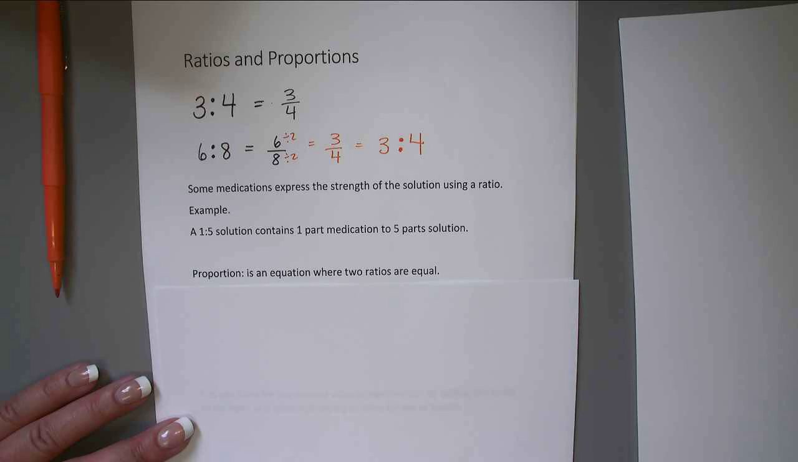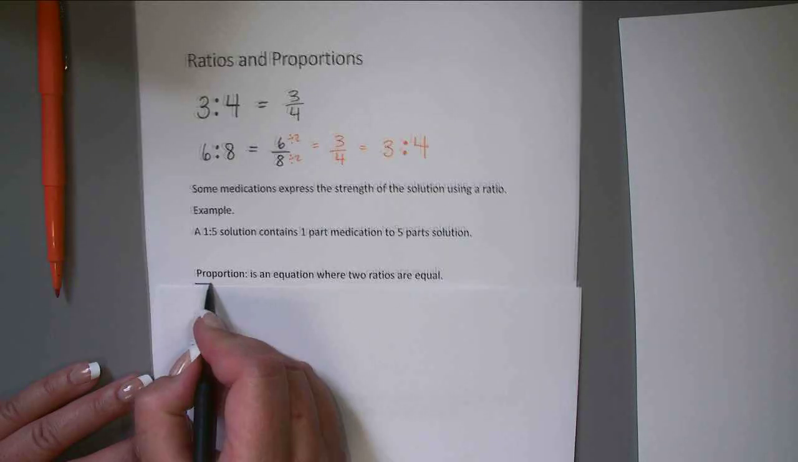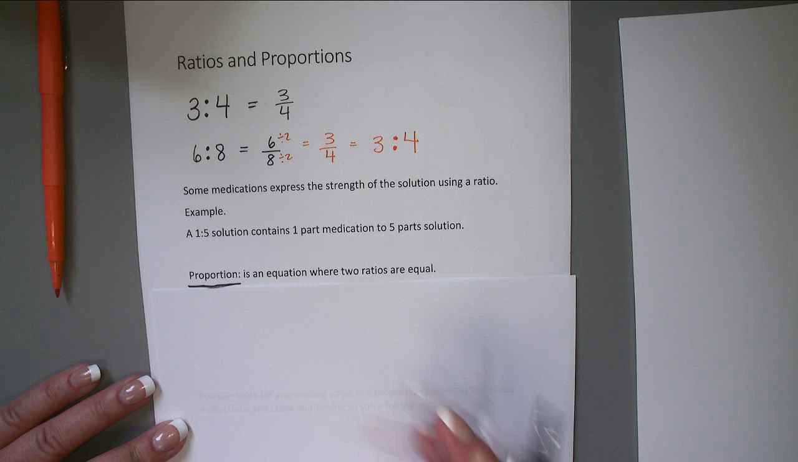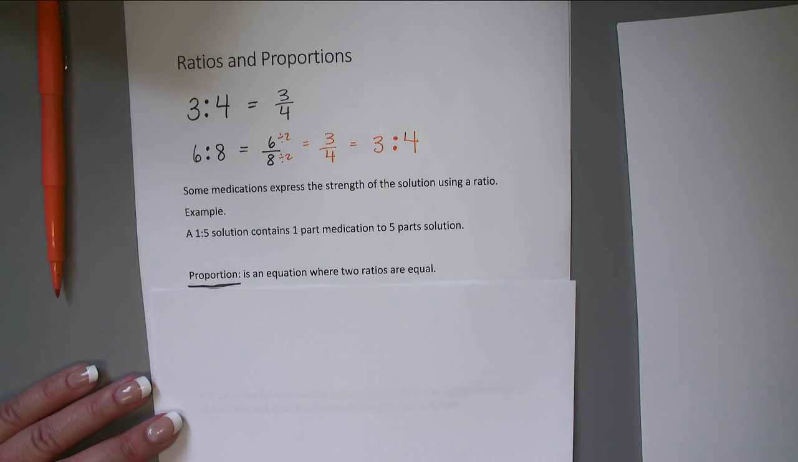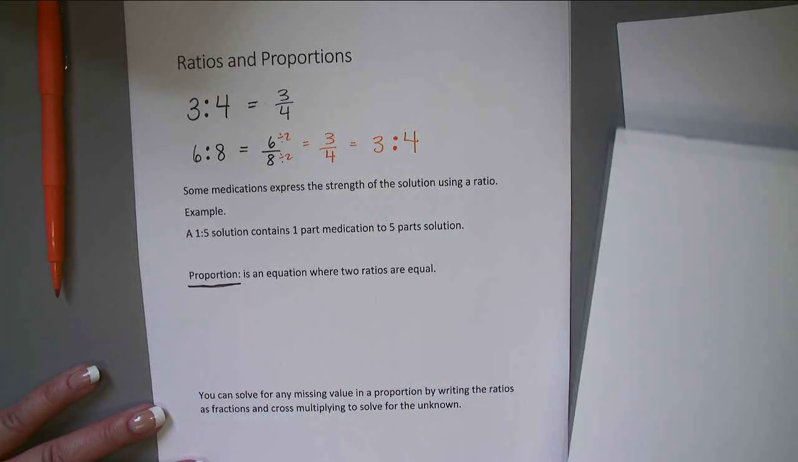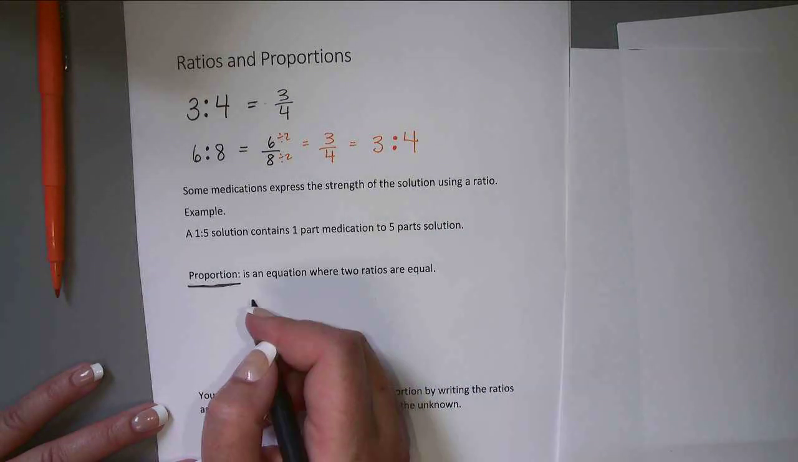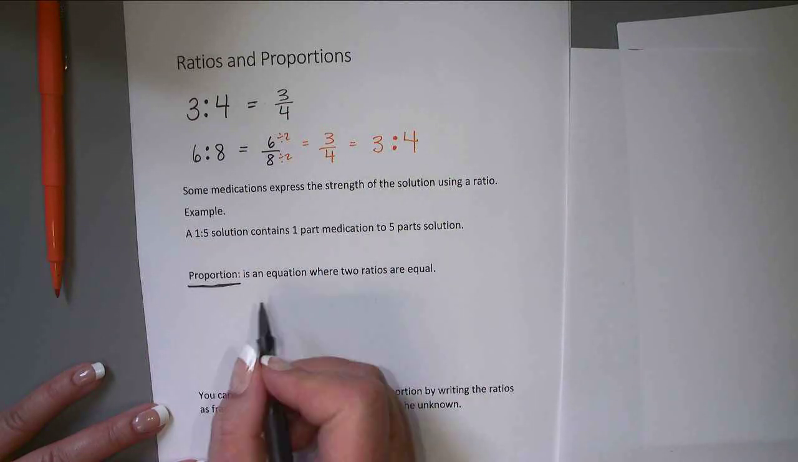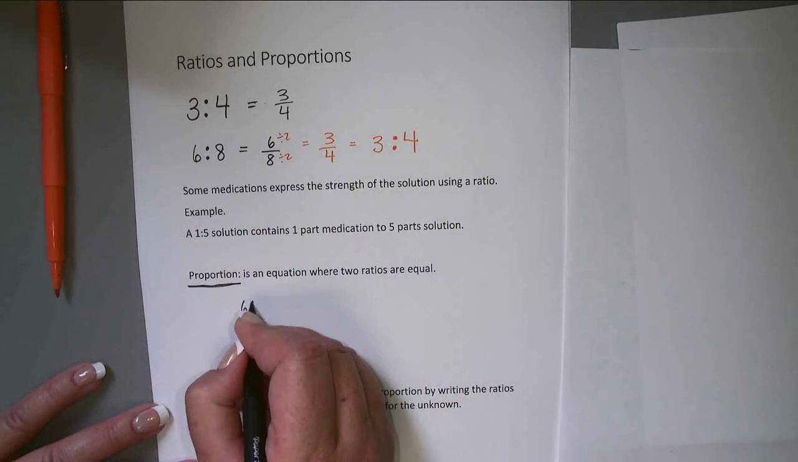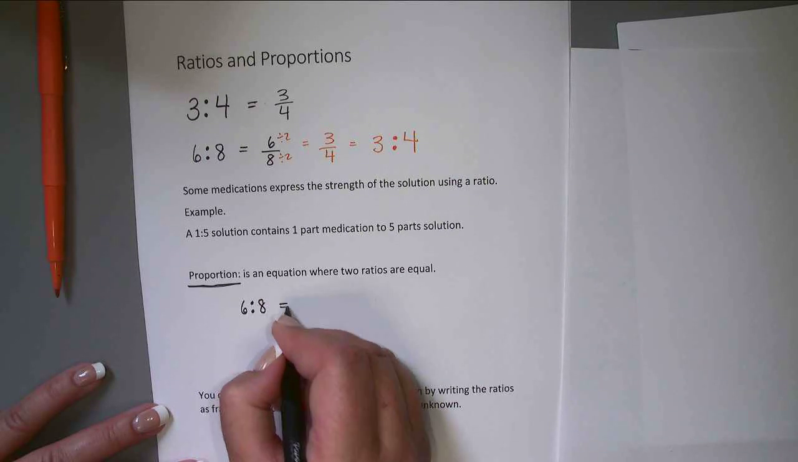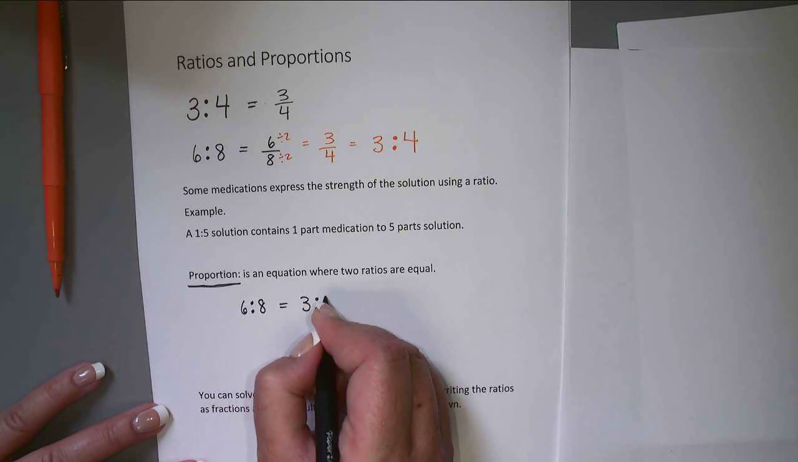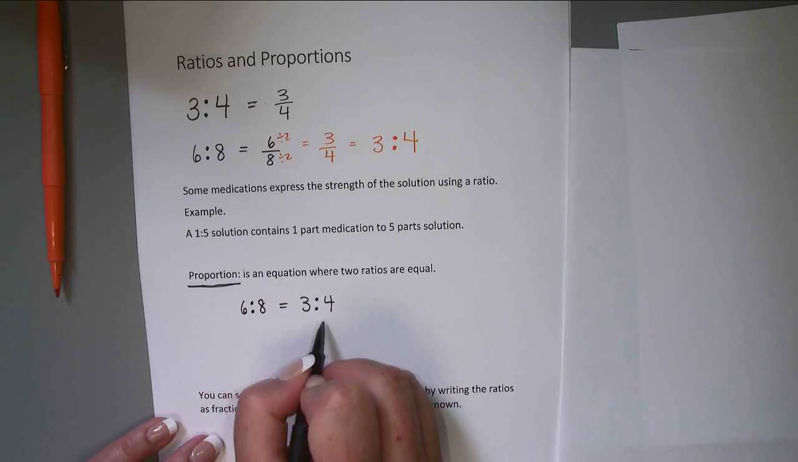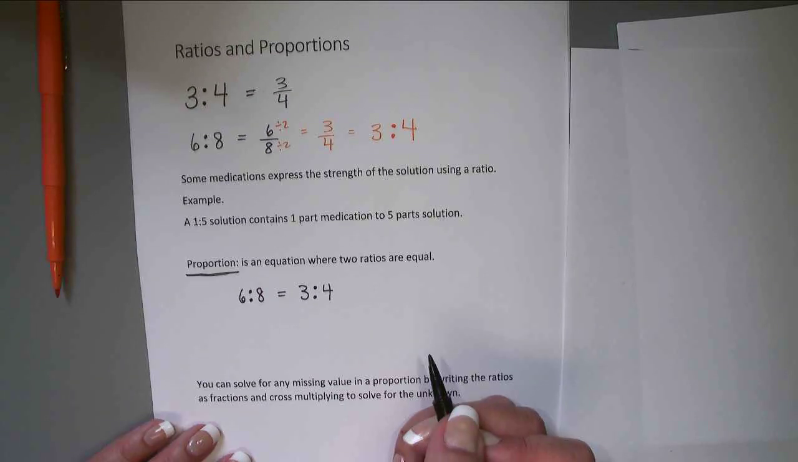Okay, now a proportion is an equation where two ratios are equal. So for example, up here we had a proportion: 6 to 8 is equal to 3 to 4. So this is an equation with an equal sign where the two sides are equal.